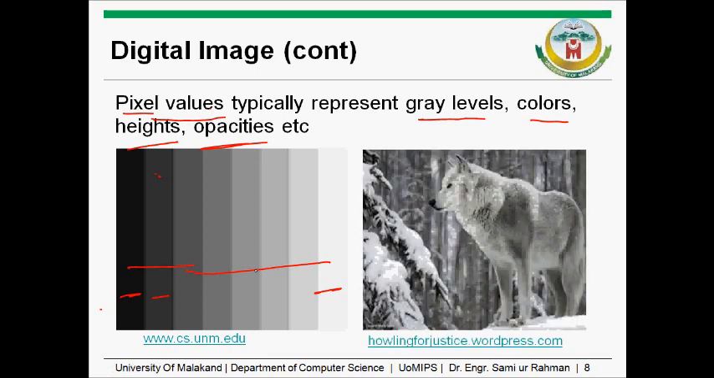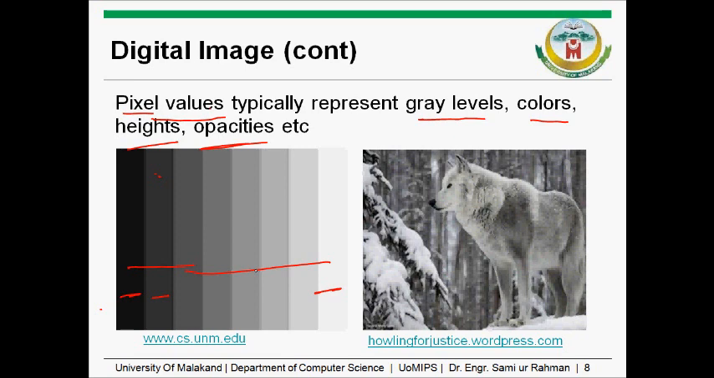For example, in this image there is no color. This is a black and white image, but this is not the exact black and white image. There are different levels of brightness or different levels of darkness. So such an image is called a gray level image or gray image.